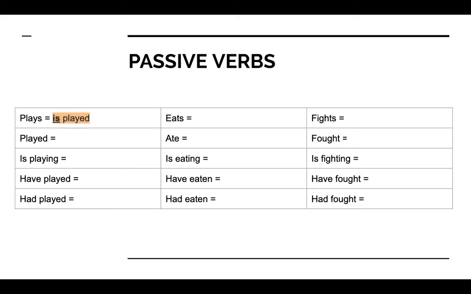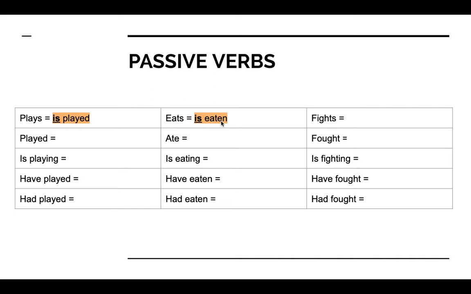Is played. If I play with, I don't know, I'll play with my food, right? Before I eat it. I could say my food is played by me. Eats is eaten. Now when you see something here, played, we've got ed, usually past simple, verb 2. But here we've got eaten. Eaten isn't verb 2. You know, eat, ate, eaten. It's verb 3. It's what we call the past participle.